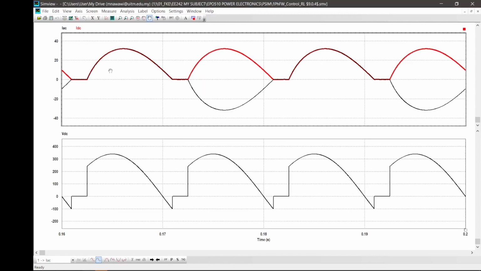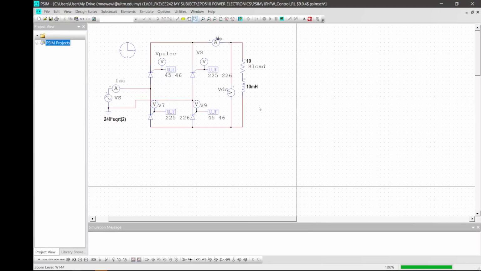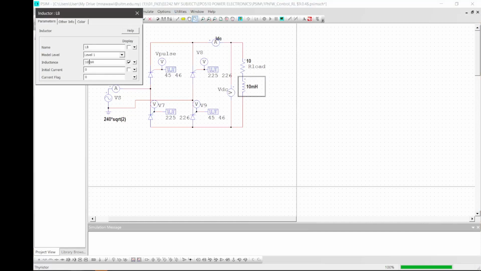So now we have the output current become discontinuous, and that has been verified by the simulation. So this is beta and this is alpha plus pi z. So it is discontinuous. That happens when my circuit is with the 10 millihenry. What happens if we change that to, let's say, 100 millihenry?